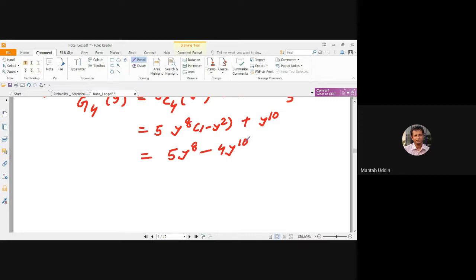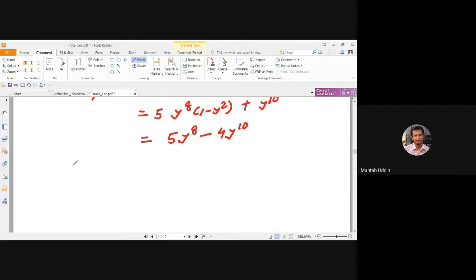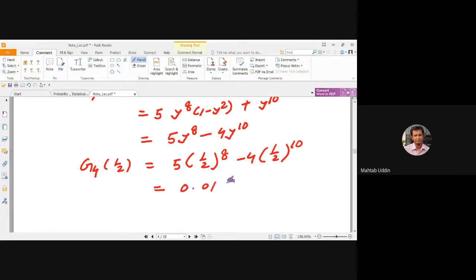Then what can we find? The formula, but we need G_4(1/2), which is given. If G_4(1/2) is given, what can we write? 5 times (1/2) to the power 8 minus 4 times (1/2) to the power what? 10. After simplification, you will get 0.0156. Okay.